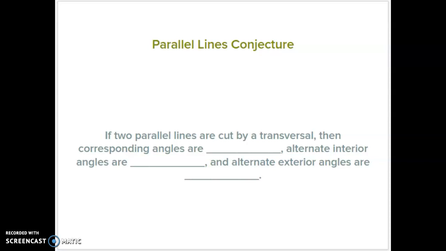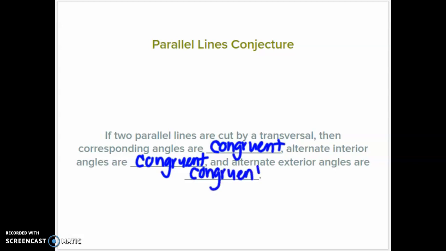The parallel lines conjecture, this one combines all 3 of those conjectures we just talked about. Conjectures tend to be very repetitive at times, but it's still important here. So if we have 2 parallel lines cut by a transversal, then the corresponding angles are congruent, the alternate interior angles are congruent, and the alternate exterior angles are congruent.